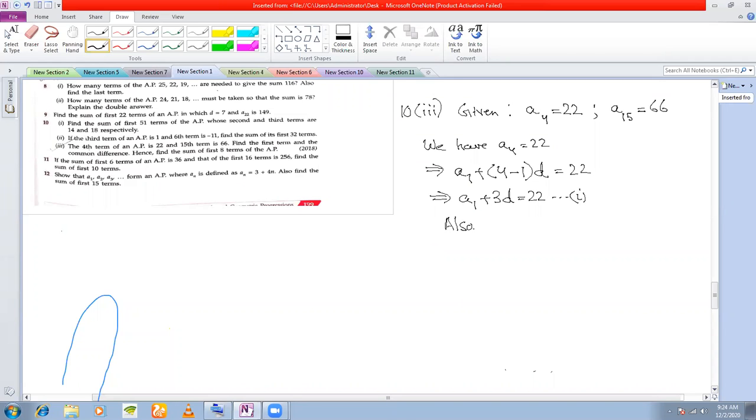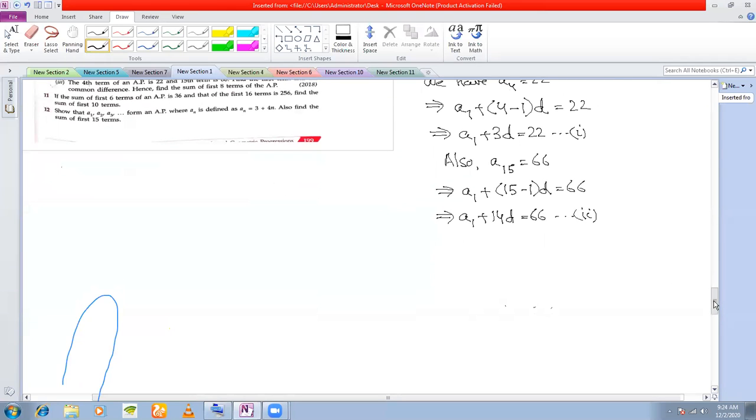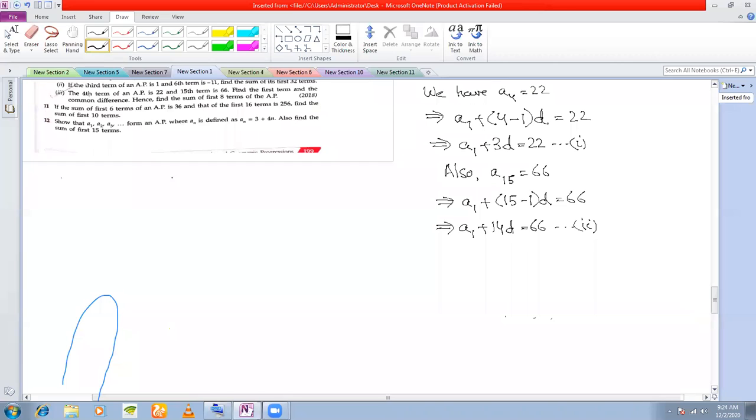Also, now we start with A15. A15 is equal to 66. That means A1 plus 15 minus 1 into D is equal to 66. That means A1 plus 14D is equal to 66. And this is your second equation. We proceed to solve these two equations in order to get the value of A1 and D. So let us solve by elimination method. A1 plus 3D is equal to 22. A1 plus 14D is equal to 66. Subtract these two.